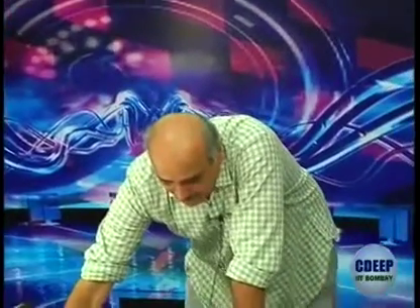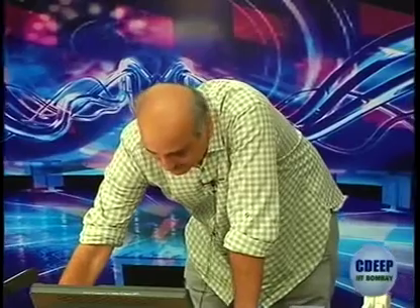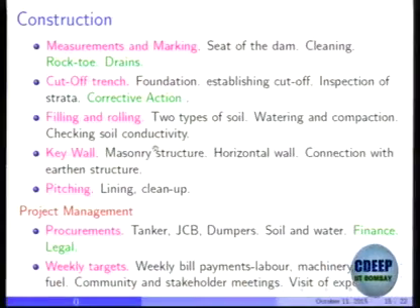Then filling and rolling, watering, compaction, and checking soil conductivity in the field, because every dumper of soil which goes into the seat or into the core has to be inspected for the correct conductivity. Then the key wall and masonry structure has to be done, and then pitching and lining. I think you should look at the link on my web page, check dams in Karzai Taluka. You can see the project management web page and how it was actually done. So this is how it's done.